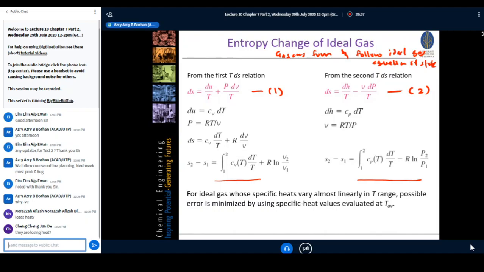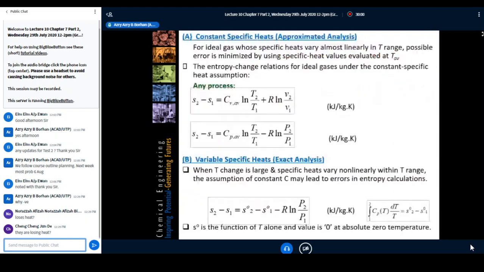There are two methods you can apply to find the entropy change for a gas that resembles ideal gas behavior. The first method is called the constant specific heat. And constant specific heat means you have to make use of Cp or Cv, right? And why is it called approximated analysis?